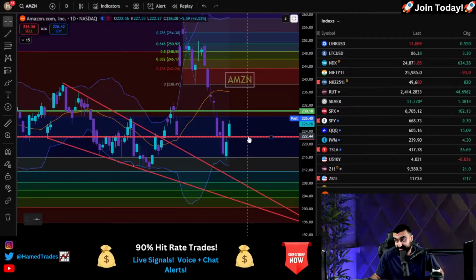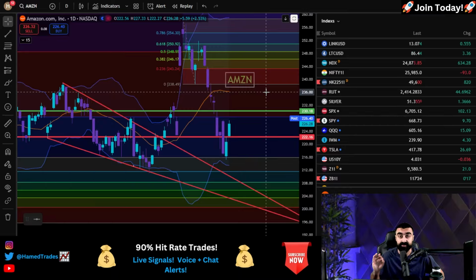That's why today we ended up breaking clean above 220. And now we are looking to retest 230. And this is where the fun can really begin. Like, as long as Amazon can hold above 223, 224, there's so much upside potential. There's a lot of upside room on Amazon.